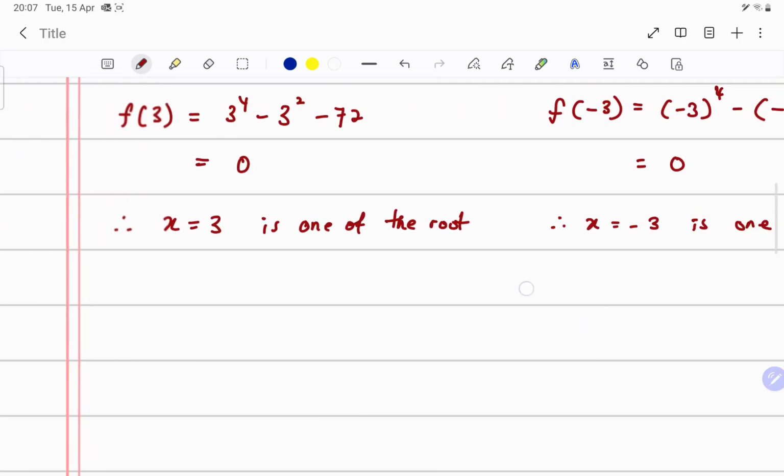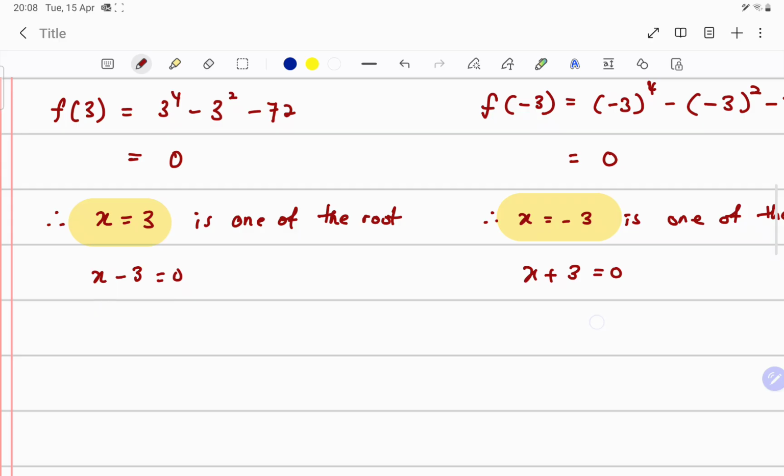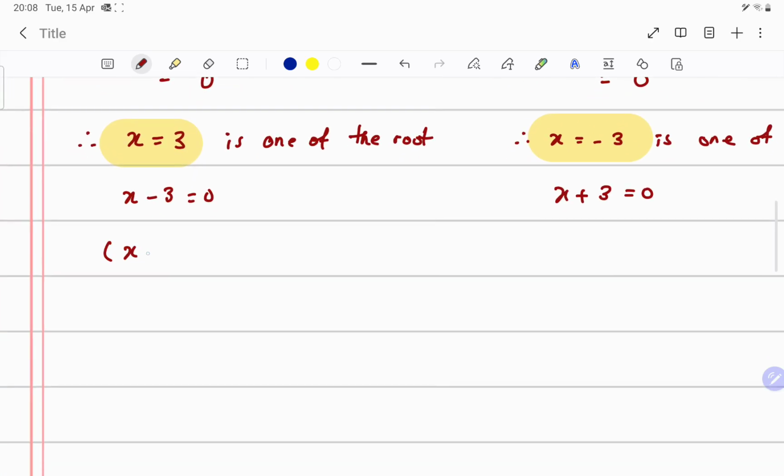Okay, now since you have this root and this root, what you need to do right now is combine these two. First of all, change this to equal to 0: x minus 3 equal to 0. For the next one, x plus 3 equal to 0. So we're going to combine x minus 3 and x plus 3 together like this.